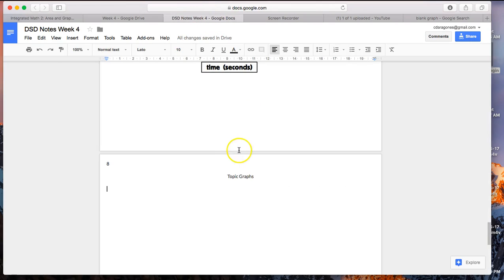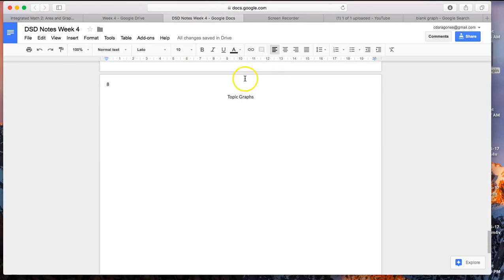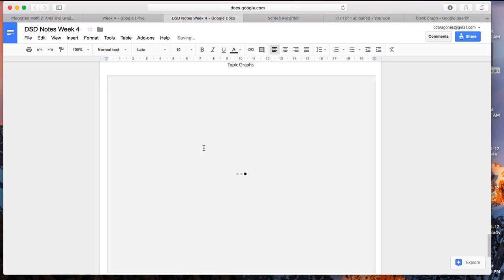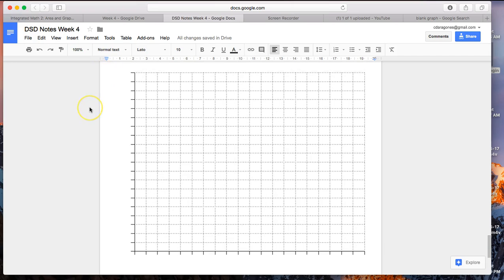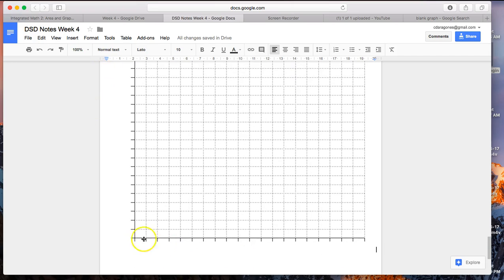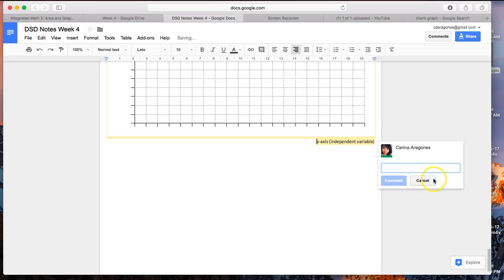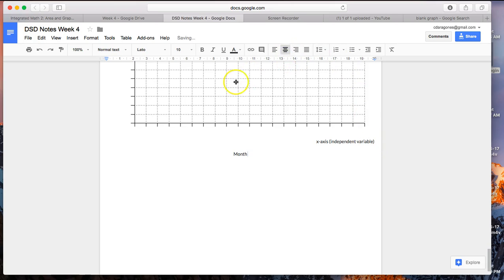So in my notebook, I'm going to go ahead and write the title as topic graphs. And again, you already have a graphing notebook, so really you just have to make an X and Y axis. And then you're going to label your X axis with your independent variable, which is your input. And for me, it looks like my input is months, right? So for every month, I change my prices, so month.